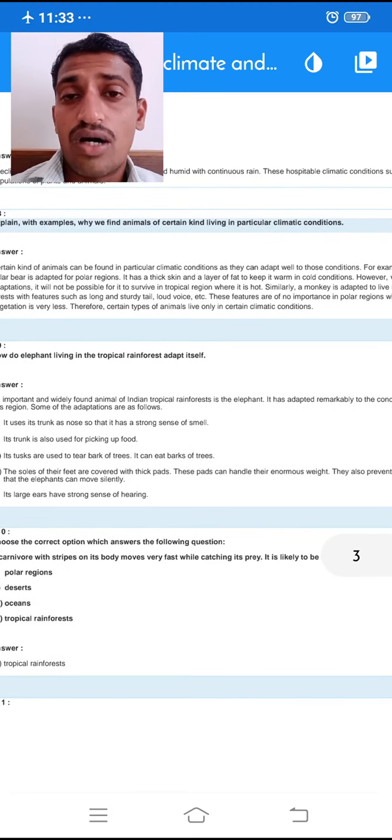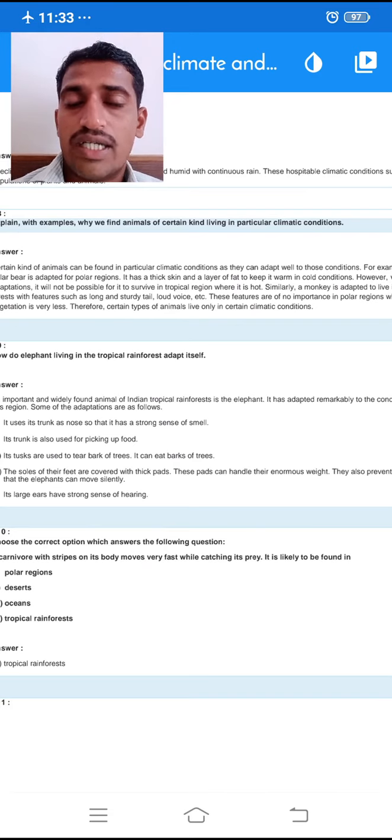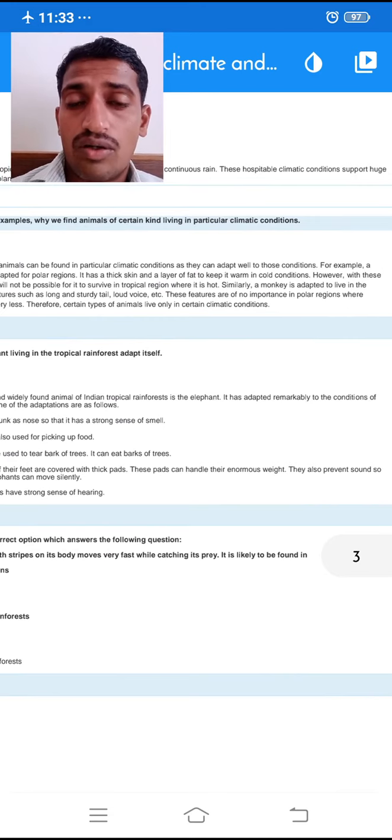Okay, it has a loud voice. So these are the kinds of adaptation they have for tropical regions. Hence these features are of more importance. By using these features, it cannot survive well in the polar regions.